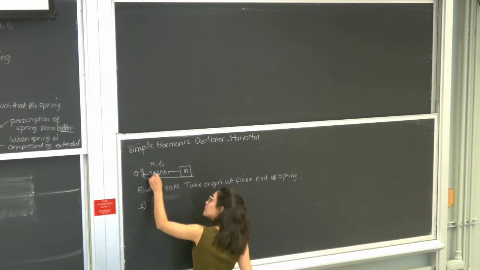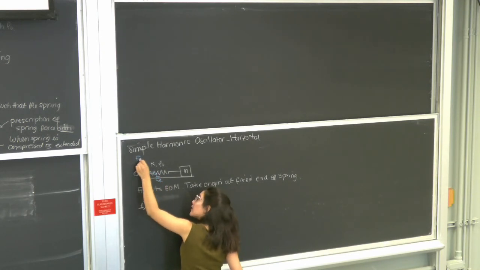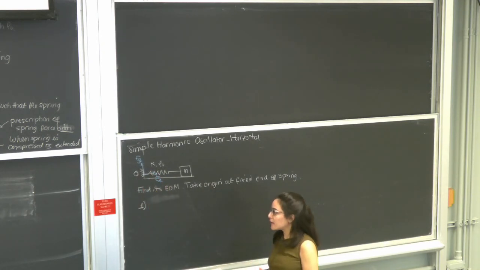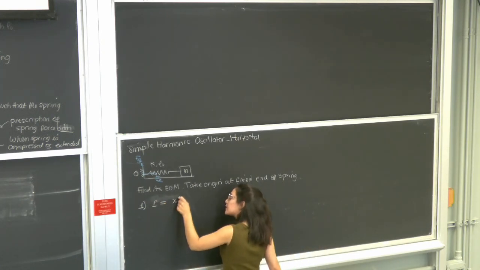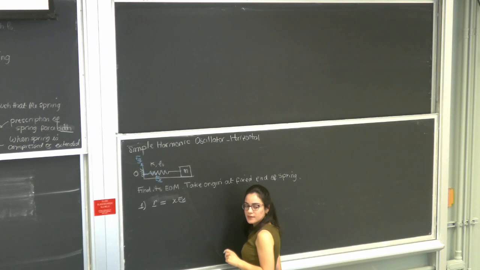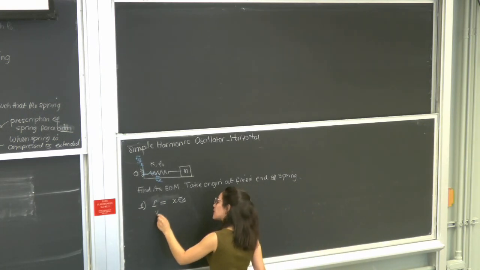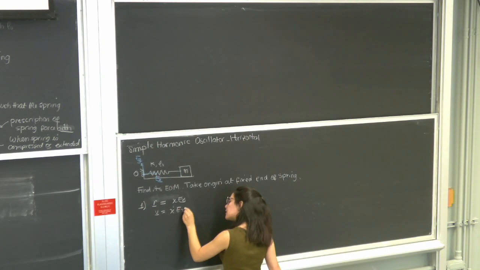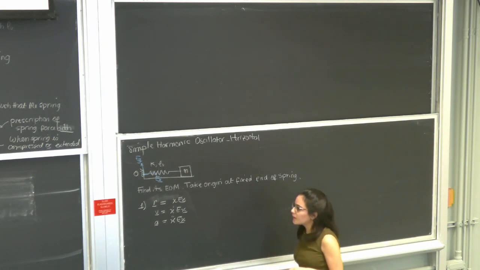Step 1, exactly, set up the basis and the kinematics. So this is my basis, and then I can write the position vector as x ex, and that's it. It's rectilinear motion, right? The velocity, I can write it as x dot ex. The acceleration, I can write it as x double dot ex. So that's my step 1.